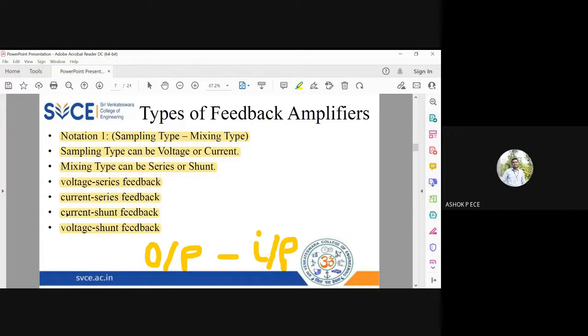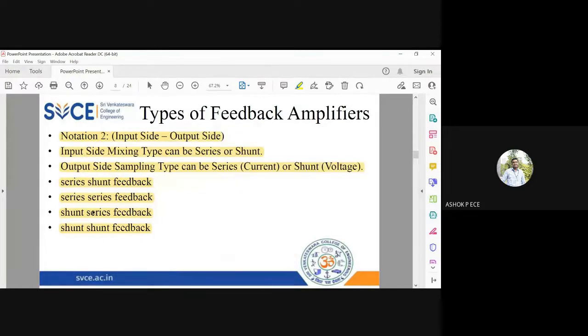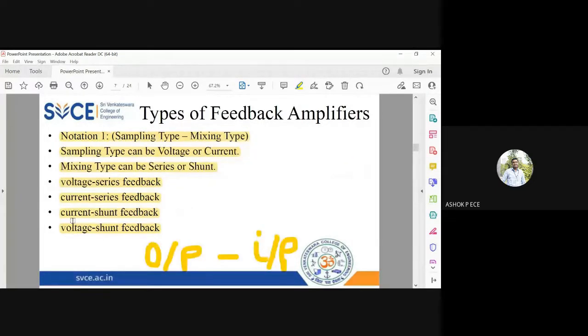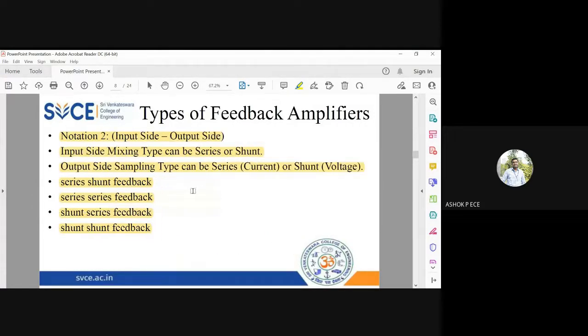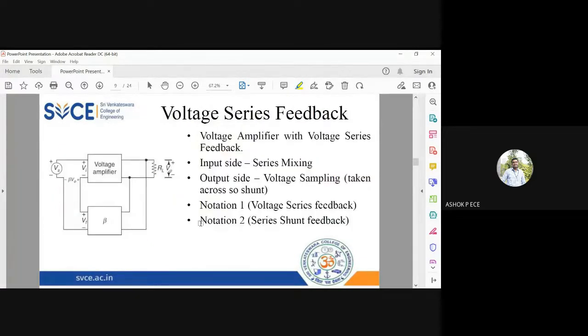Notation 1, you see current shunt feedback. So write this shunt as it is. When will current be the same? Current will be the same in series. So it is going to be shunt series feedback. Last one, voltage shunt feedback. Write the shunt as it is. When will voltage be the same? Voltage will be the same in parallel. Parallel is also called by another name, shunt. So it is shunt feedback. So this is the notation. We have seen how to convert from notation 1 to notation 2.